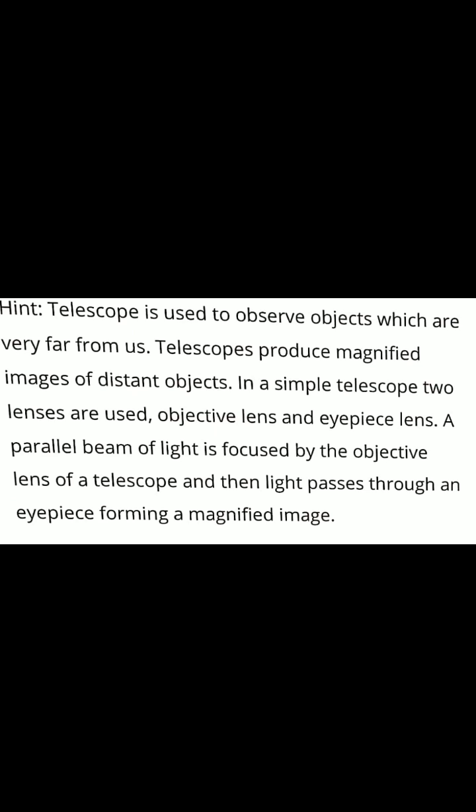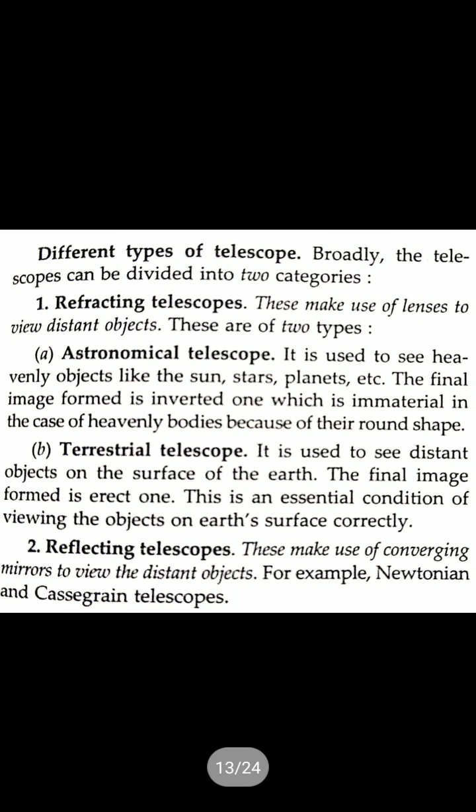Now we come to the next optical instrument, that is the telescope. A telescope is an optical device which enables us to see distant objects, very far objects, clearly. It provides angular magnification of the distant object. There are two types of telescope: one is a refracting telescope, another is a reflecting telescope. A refracting telescope uses lenses to view distant objects.